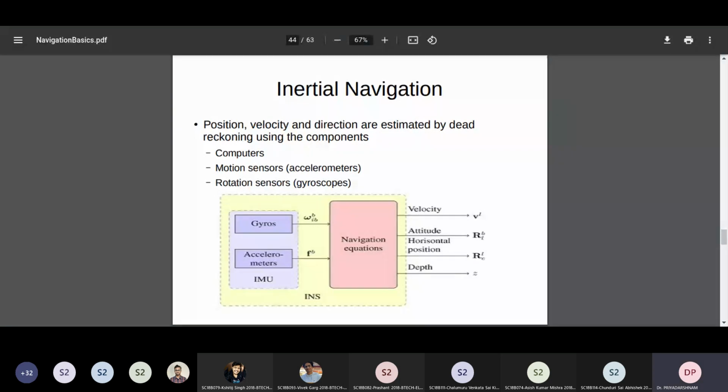You will be able to estimate the velocity, then the attitude. Attitude basically means the orientation. How to define the orientation: that is roll, pitch, and yaw. We will discuss this as we go further. Then the horizontal position as well as the height or the depth. This is what forms the inertial navigation system. The inertial navigation system puts together the gyroscopes, accelerometers, the navigation equations and the computers, which finally give you the output as velocity, orientation, and the horizontal position and depth.